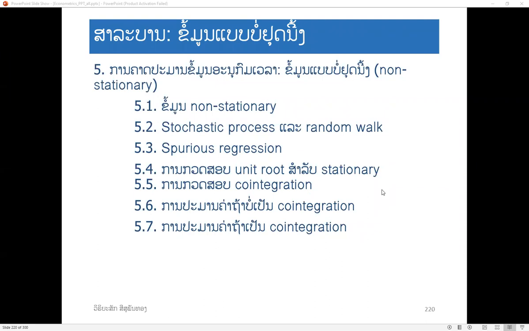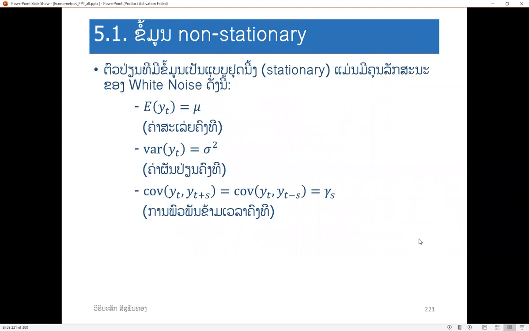Hi, so today this video will explain time series data analysis, which is stationary and non-stationary data. So we will first need to detect what is stationary data and non-stationary data. We have 7 contents in this chapter. The first one is what is stationary and non-stationary.